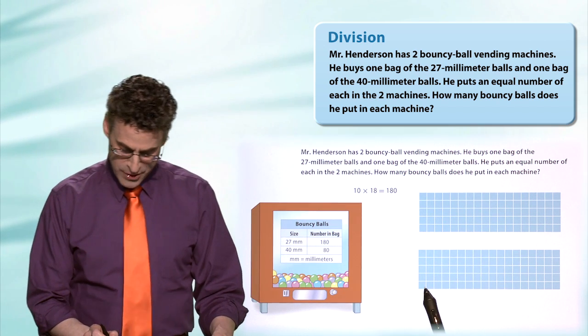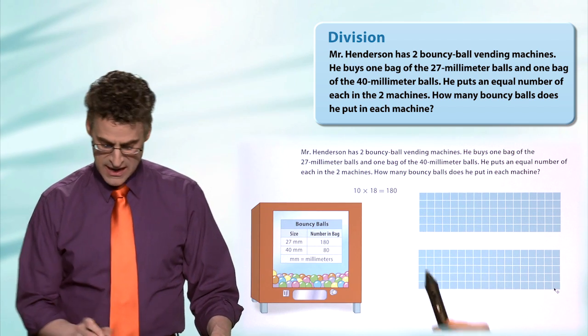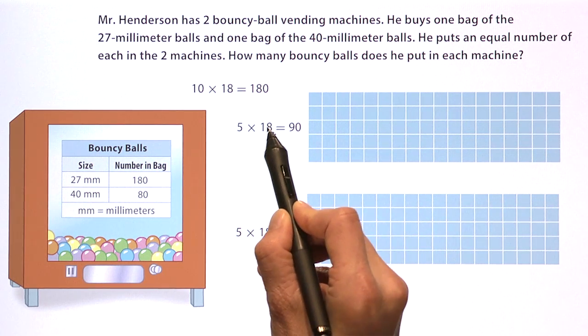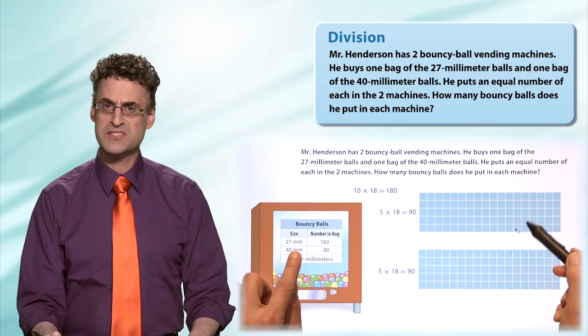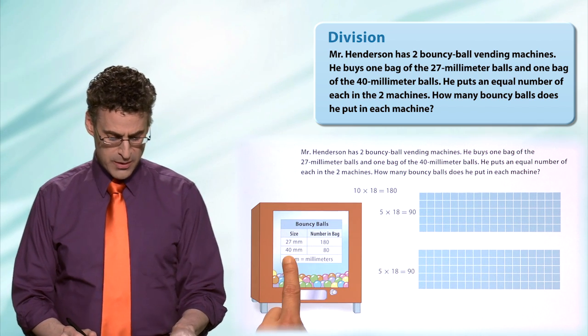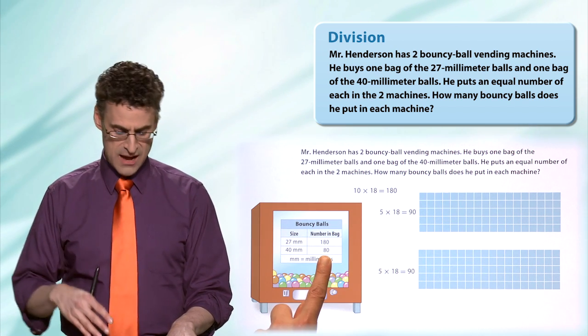Now, what is this? Well, this is 1, 2, 3, 4, 5 times 18. And 5 times 18 is actually 90. So I see this is 90. So I have 90 little squares, which is modeling the 90 of the 27 millimeter bouncy balls. And I'd have 90 here. So there, I see that we're going to have 90 27 millimeter bouncy balls in each of the 2 machines. That's just these bouncy balls. But what about the 40 millimeters? Well, there's 80 of them, so let's do the exact same thing, but now starting with 80.